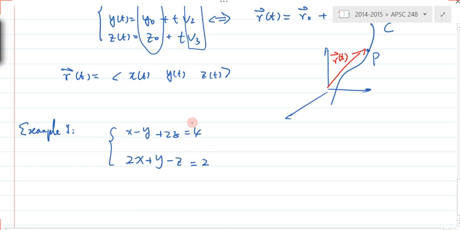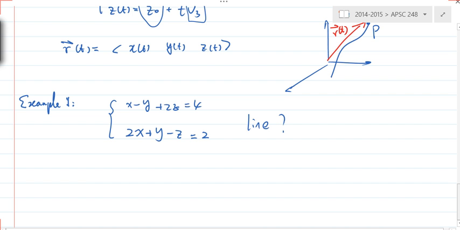If you look at the normal vectors from the two planes, one is (1, -1, 2), the other is (2, 1, -1). Apparently the two normal vectors are not parallel to each other, which means the two planes will intersect each other. If they intersect, you will automatically have a line at the intersection. So the question here is, what would be the line from the two planes?